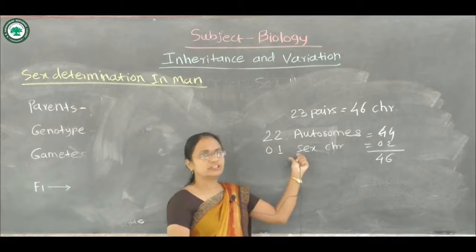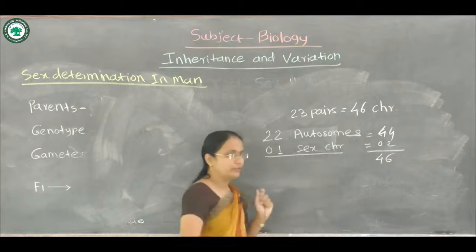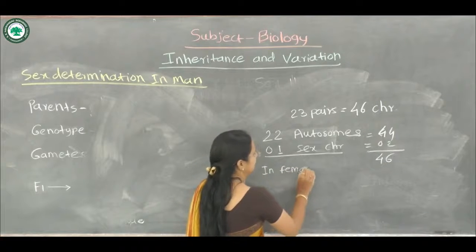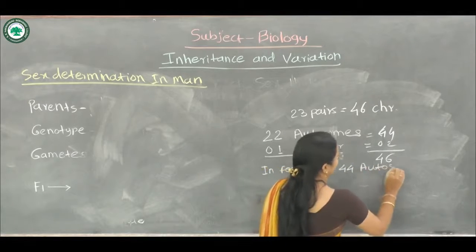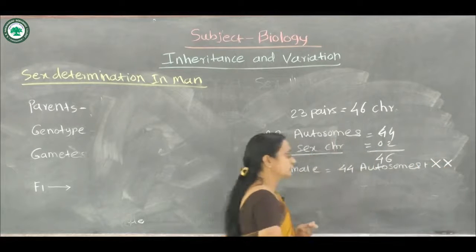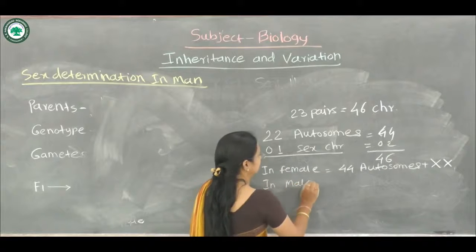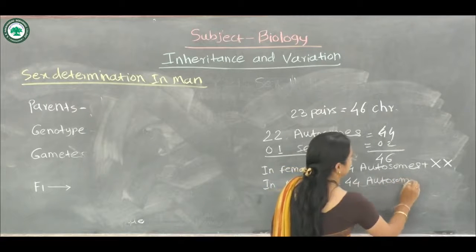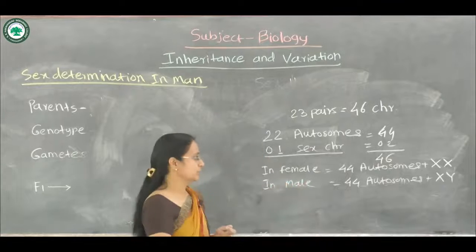Now the difference takes place in the male and female related to only this pairing, because in the female the 44 autosomes are there and XX type of the sex chromosome is there, and in male the 44 autosomes are there and XY type of the chromosome is present.